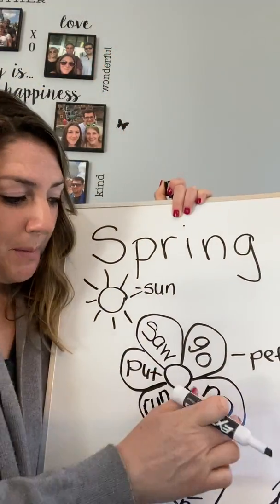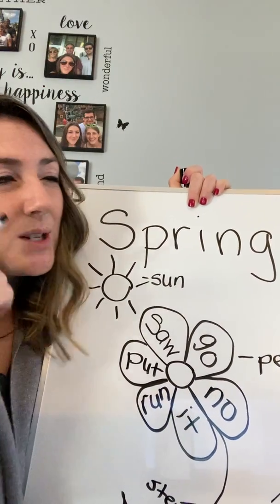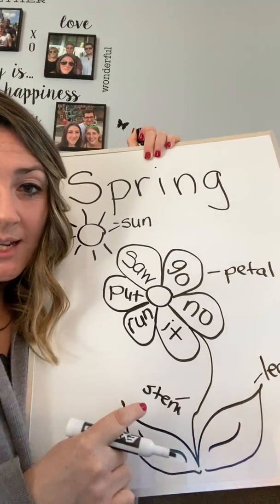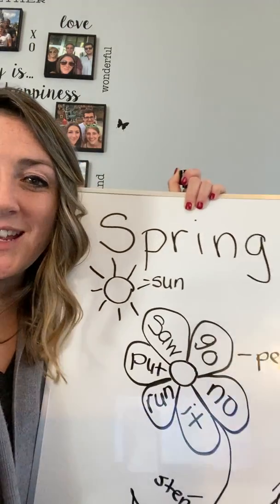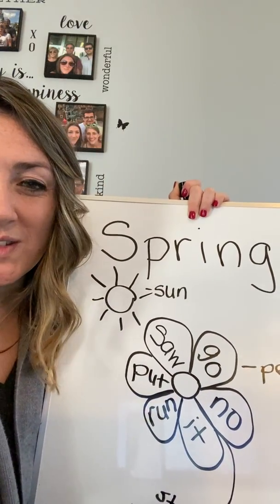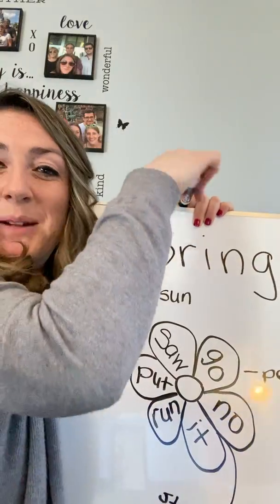If you don't know that it's the petal or the stem or the leaves, or you can't figure out how to spell it, you could sound it out. S-T-E-M. So I could sound out how to write those. So then I can color my picture and I'm done.